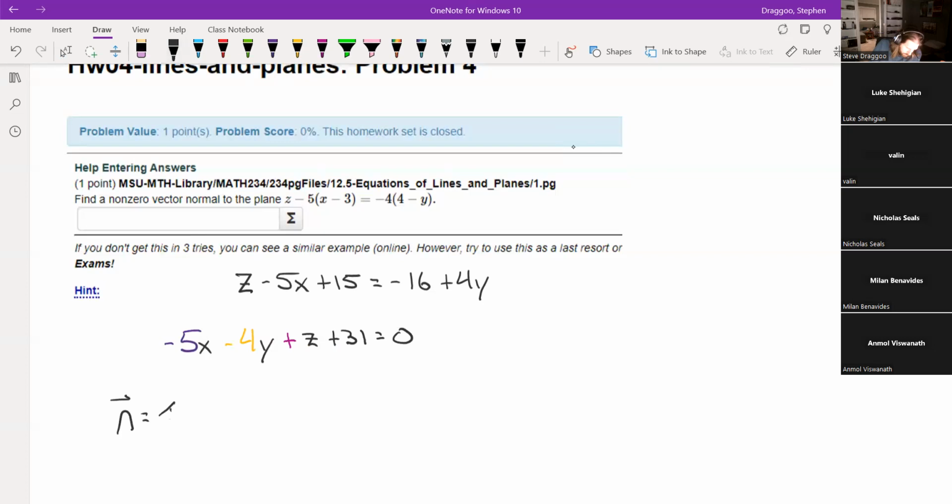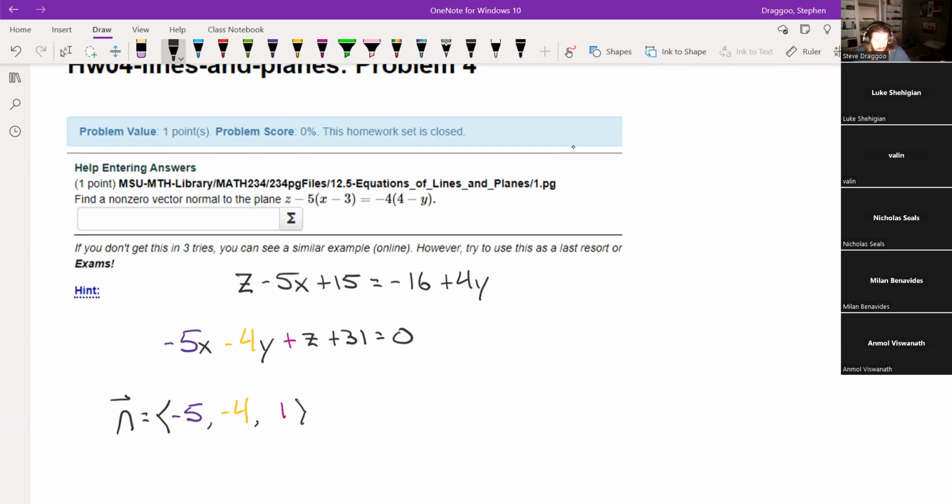Just try and draw that in without being too ugly. Negative 5, negative 4, positive 1. So that is a choice for a normal vector. I haven't done anything fancy like finding a unit normal vector or anything. I just found any non-zero normal vector, and this one will do. So if you have any scalar multiple of this vector, that would also be a valid answer.